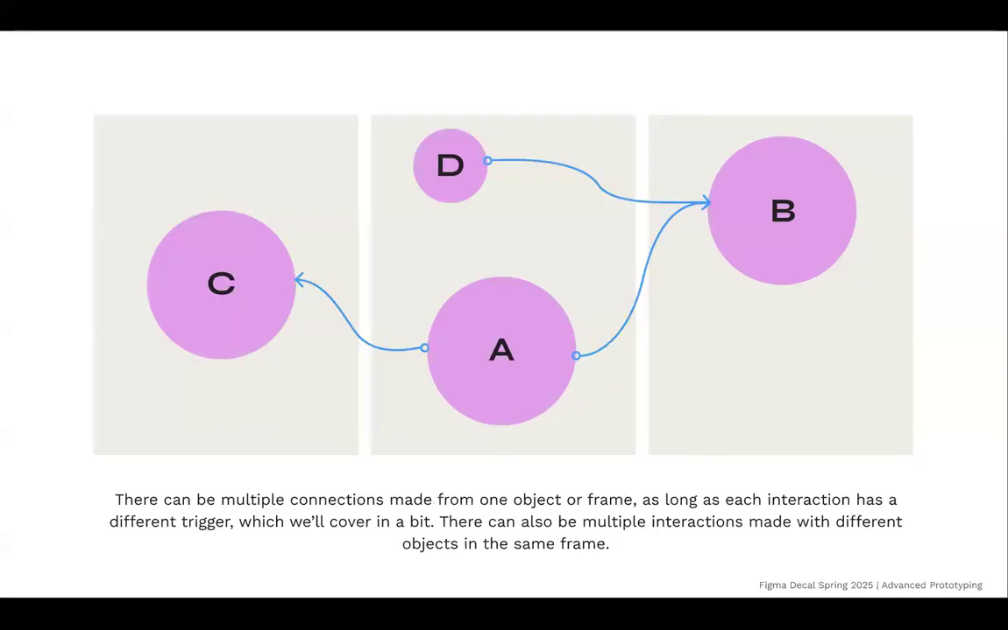There can be multiple connections made from one object or frame as long as each interaction has a different trigger. We'll cover this more. There can also be multiple interactions made with different objects in the same frame. So if you were to click D, you go to B, but also if you clicked A, you could go to B. And then A could also go backwards to C as long as it's a different trigger, which we'll talk about more.